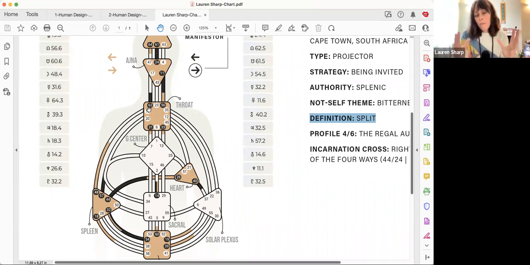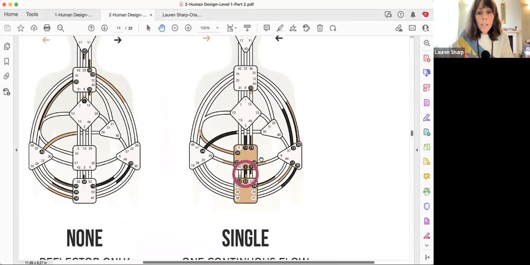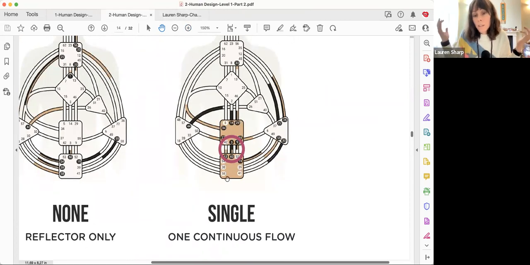So what happens when I am split? I feel half. I feel more half than someone who is a single definition, someone who has a continual flow. Now, it doesn't matter if the single definition only has two centers defined, and those two centers have one channel. They're still single, there's one continuous flow. How does a single definition individual feel? They feel more of an individual. They don't feel that halfness as much.